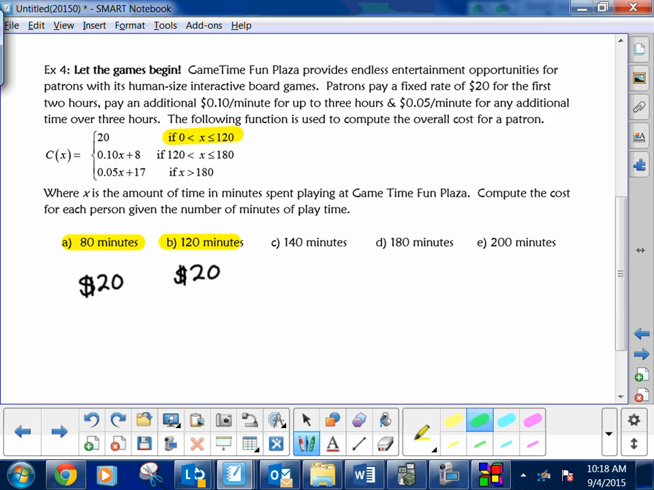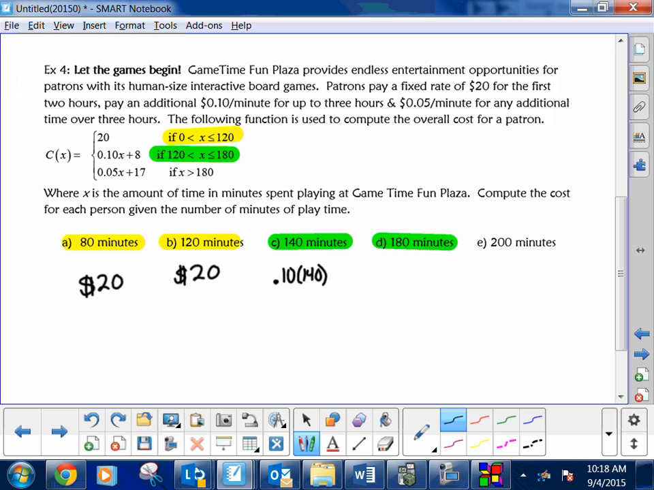All right, so 140, that's this one. Now the 140 fits inside this one. And you see the 180? The 180 also fits inside that one. So when you figure these out, all you're going to do is use the equation 0.10 times 140 plus 8. And then this one is going to be the same equation with x being 180. Y'all see that? So now we're just applying the proper function.